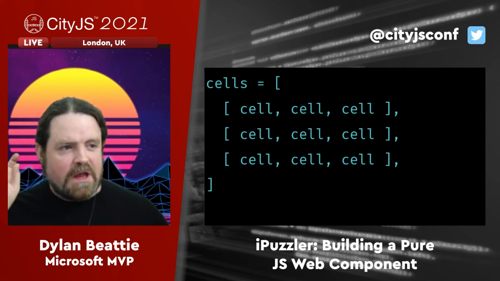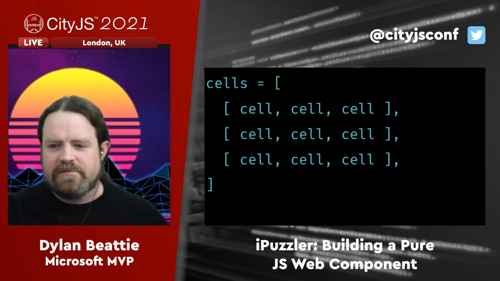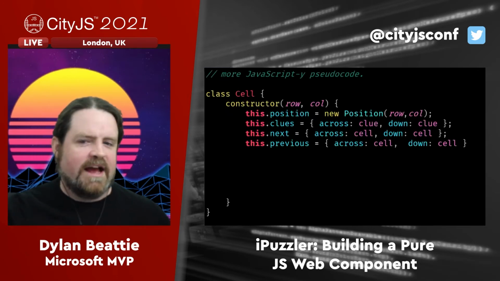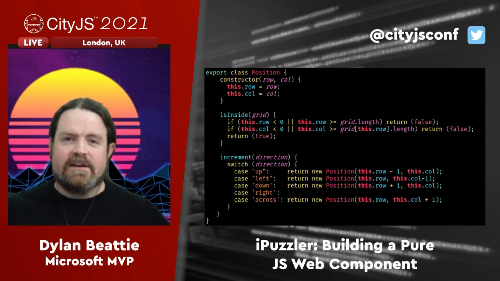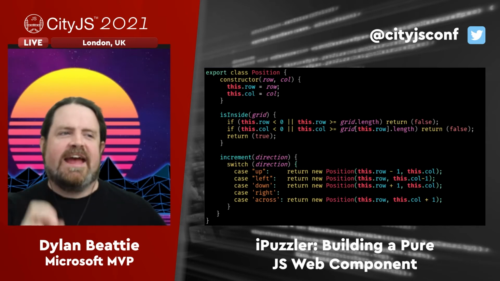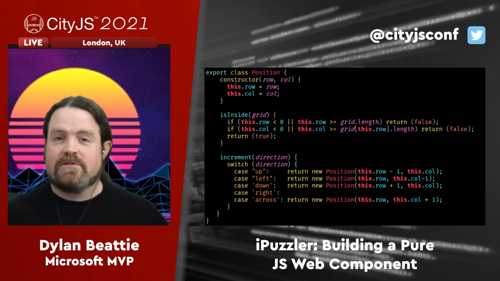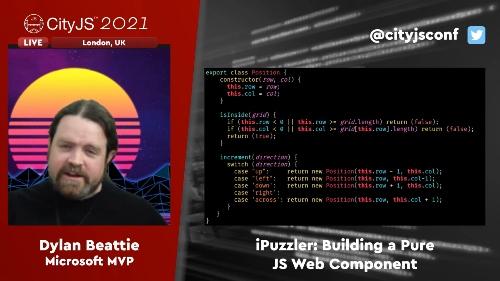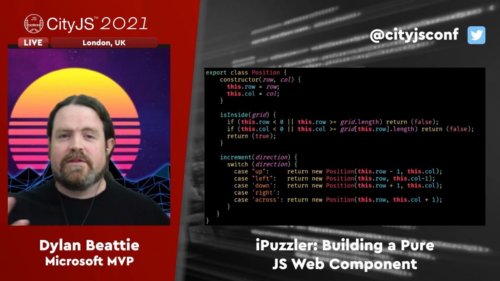So the crossword grid is modeled as an array of arrays of these cell objects. Let's take a quick look at the cell. Actually, before that, let's take a quick look at this. Every cell has a position. And initially, this was just a row and a column as numbers on the cell. But actually, it turned out there's a bunch of behavior that positions have that it made sense to make them their own class so that I could encapsulate this. One of them here is a method called isInside. Take any position, you go, hey, are you in this grid or have I fallen off the edge? And the position will tell you whether it's inside or not.